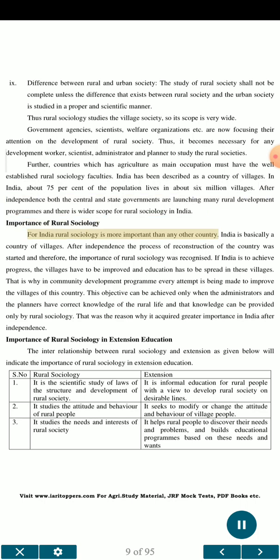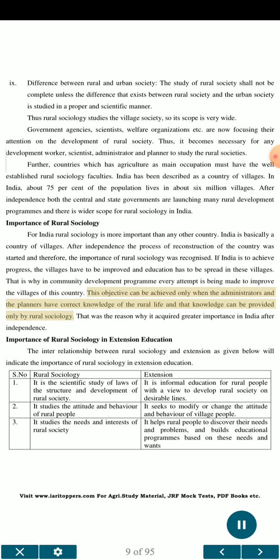For India, rural sociology is more important than any other country. India is basically a country of villagers. After independence, the process of reconstruction of the country was started and therefore, the importance of rural sociology was recognized. If India is to achieve progress, the villages have to be improved and education has to be spread in these villages. That is why in the community development program every attempt is being made to improve the villages of this country.